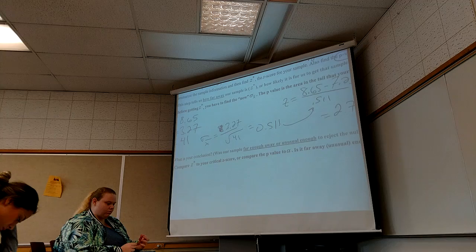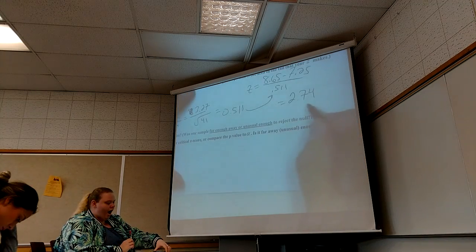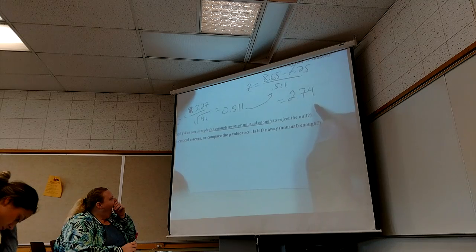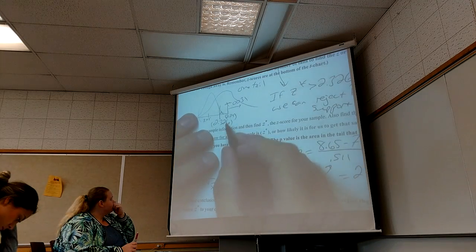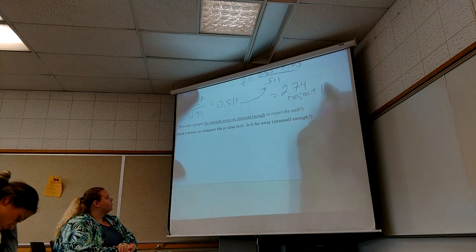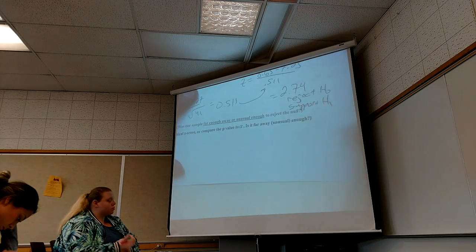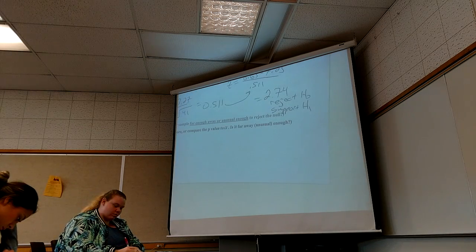The conclusion. P-value. Right here, what can I say right here? Real quick, did we make it far enough away? Yes. So we can reject the null and support the H1. Right?